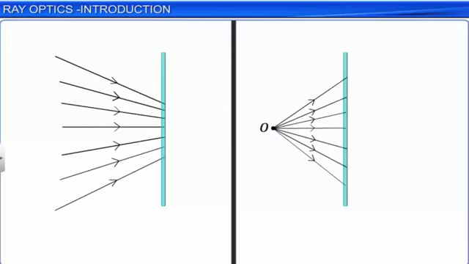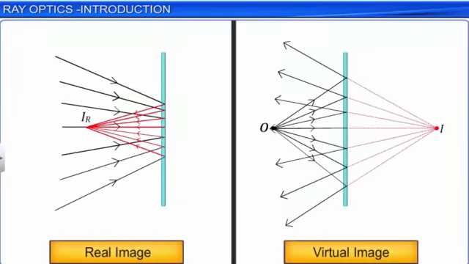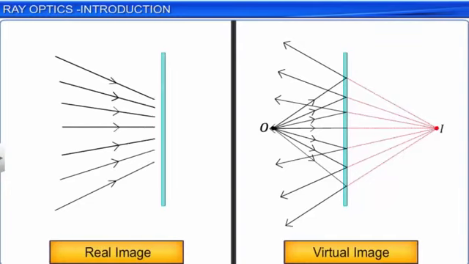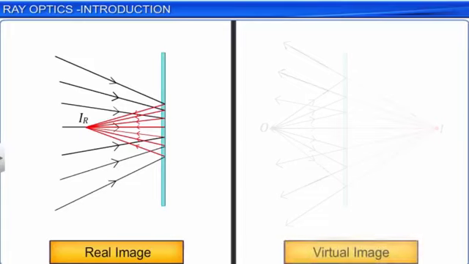When light rays from an object, after reflection or refraction, actually meet at a point and form an image, it is called a real image. If the light rays after reflection or refraction appear to diverge from a point, the image is called a virtual image.